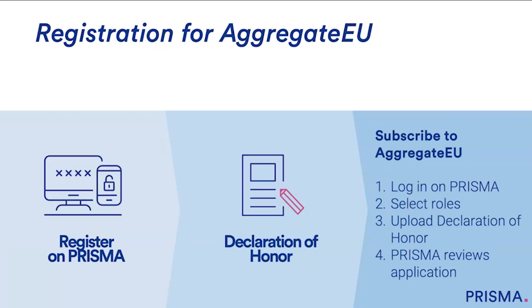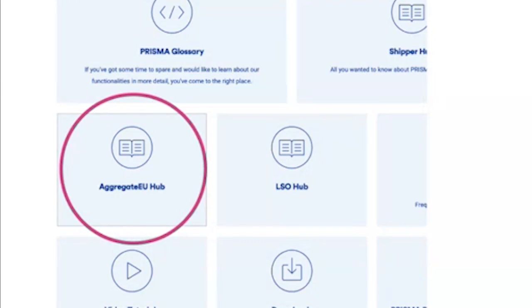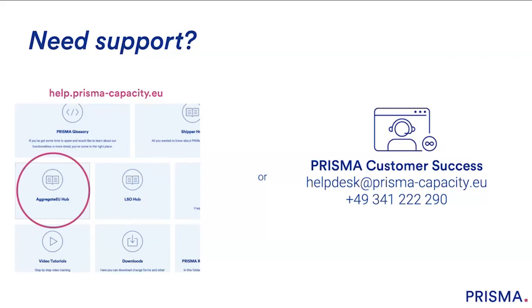you for further questions. Now, where to find that template for the declaration of honor and all the information I talked about. In case you need support, I can point you to our knowledge base that is available at help.prisma-capacity.eu. And on there, you will find this nice Aggregate EU hub with articles describing basically everything I've just told you and everything I'm also going to tell you in the next few minutes.